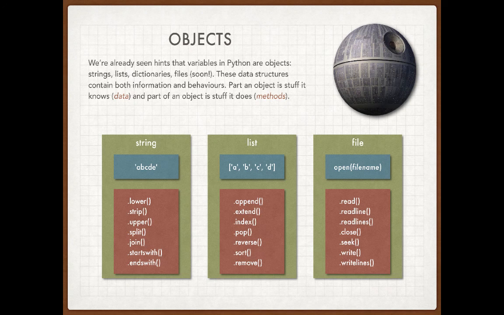And of course, we know a dictionary is also an object. We could look at the keys, we could look at the values, we could look at the items. Those are things a dictionary knows how to do. And I've added a new one here that we haven't seen yet, but that we'll see in an upcoming video. This is the file object. This is a thing that gets created when we bring data into a Python program from some external source.